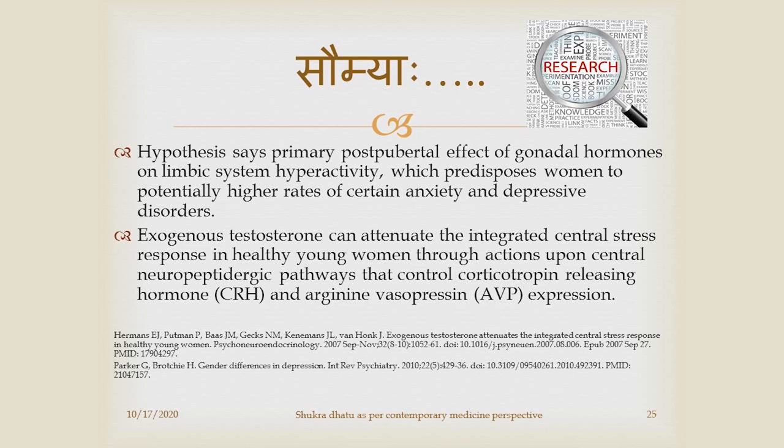And one more point is there: exogenous testosterone can attenuate the integrated central stress response in a healthy young woman through its actions upon central neuropeptidergic pathways that control corticotropin releasing hormone and arginine vasopressin expression. So it is said that exogenous testosterone can decrease the stress response in females. So this will be understood as, if you have testosterone, you will get the courage to fight, dhairya will be there to face each and every situation, the stress response will be very less, and the gentle behavior of a person will definitely be by the influence of gonadal hormone. These gonadal hormones have an influence on limbic system hyperactivity, especially at the puberty stage.